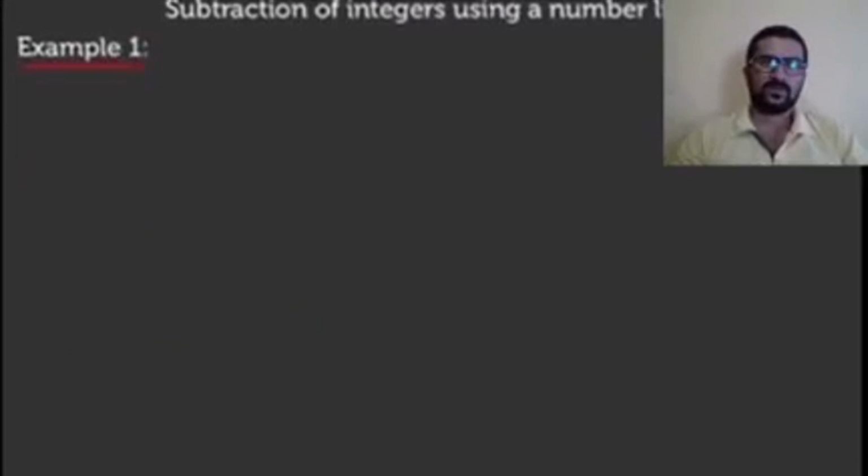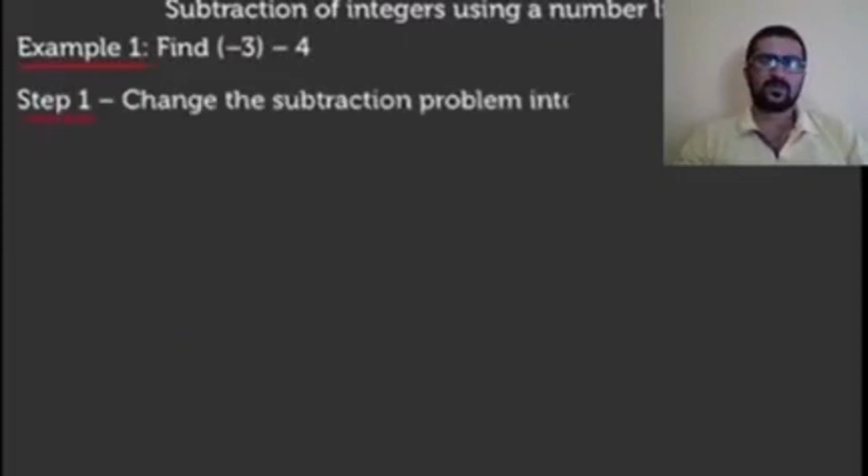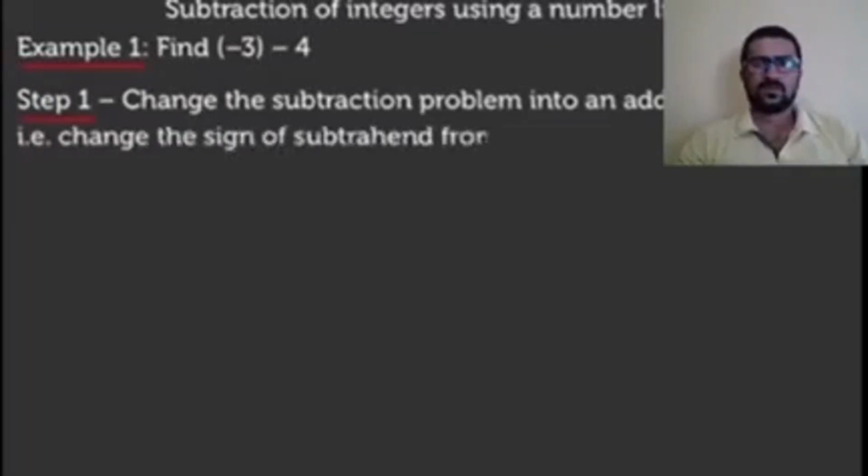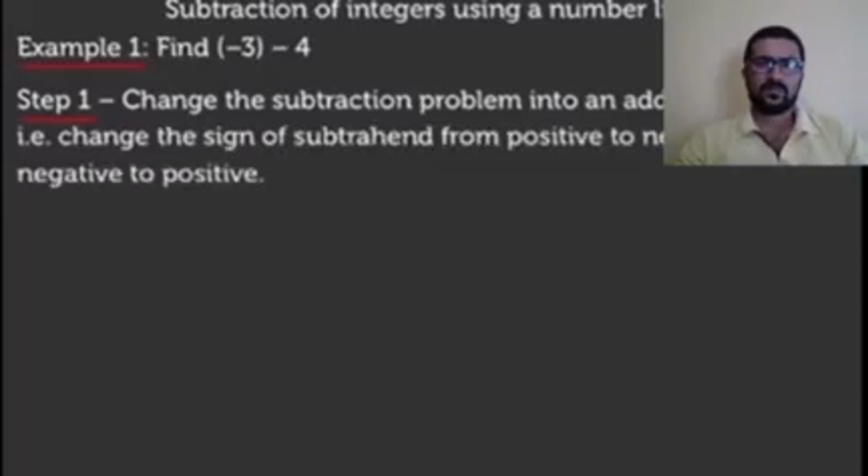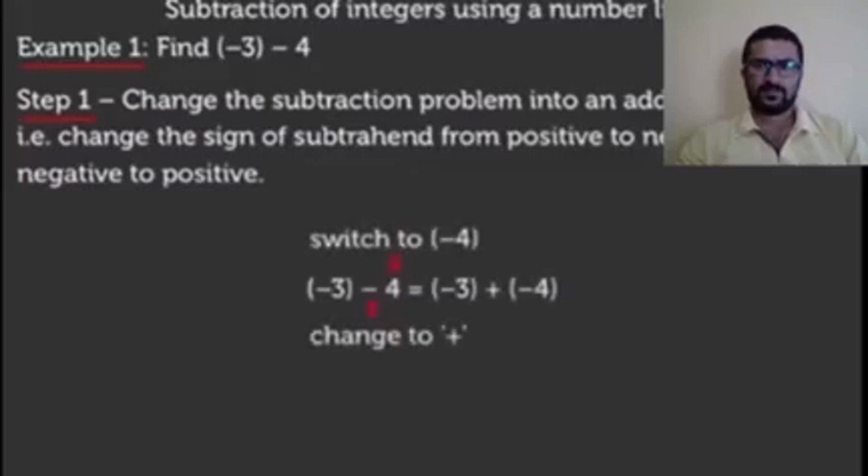Coming to subtraction of integers using a number line. Let us solve a few examples to understand in a better way. Example 1. Find negative 3 minus 4. Step 1. Change the subtraction problem into an addition problem. That is, change the sign of subtraction from positive to negative or negative to positive. So, here on changing, we get the addition problem, thus negative 3 plus negative 4.